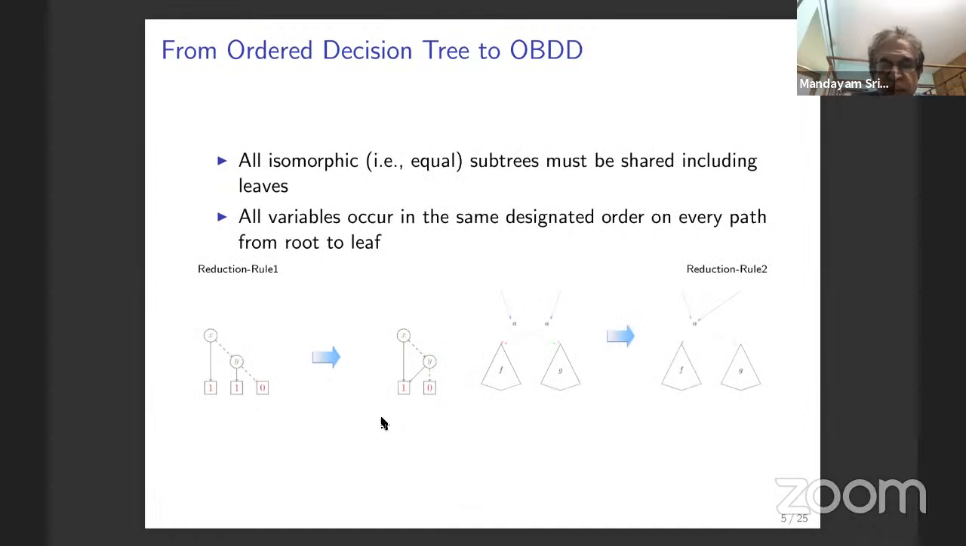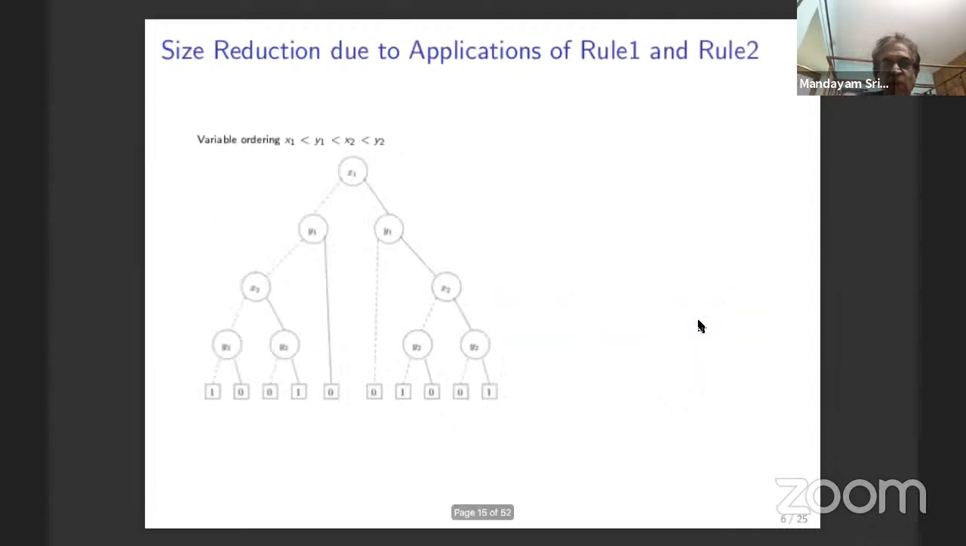The second reduction rule is applicable for non-terminal nodes. So if you have two subterms rooted at a particular node, say identified as A, and they have the same subtree, then you merge them. So here is an example to see this, as a result of applying the rule.